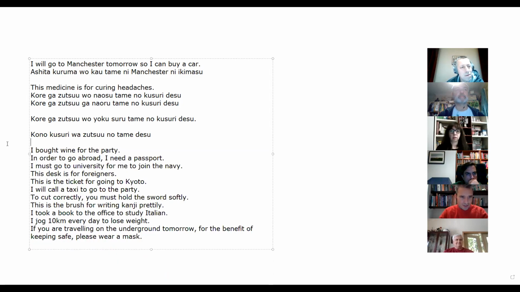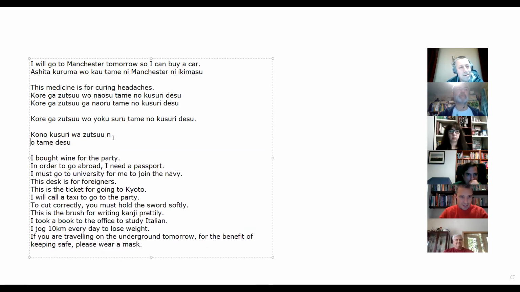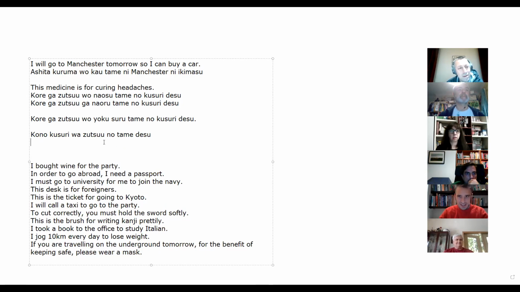Why is there nothing after tame? Not even a no or a ni? Yeah, it's funny, isn't it? Well, basically, this has been picked up and could be put here, like this. But what Joel's done, he's picked this up and said, I don't want it there. I want it over here. This medicine is for the benefit of headaches.